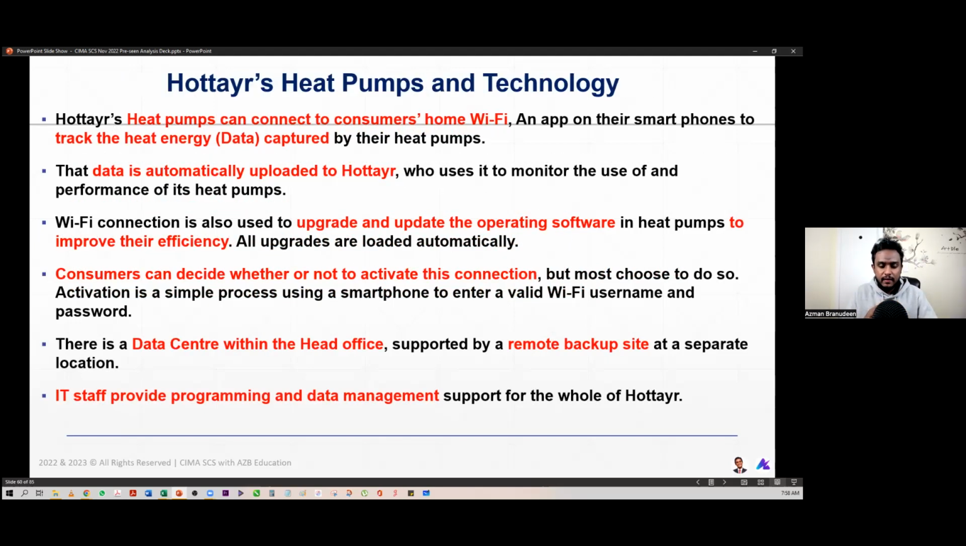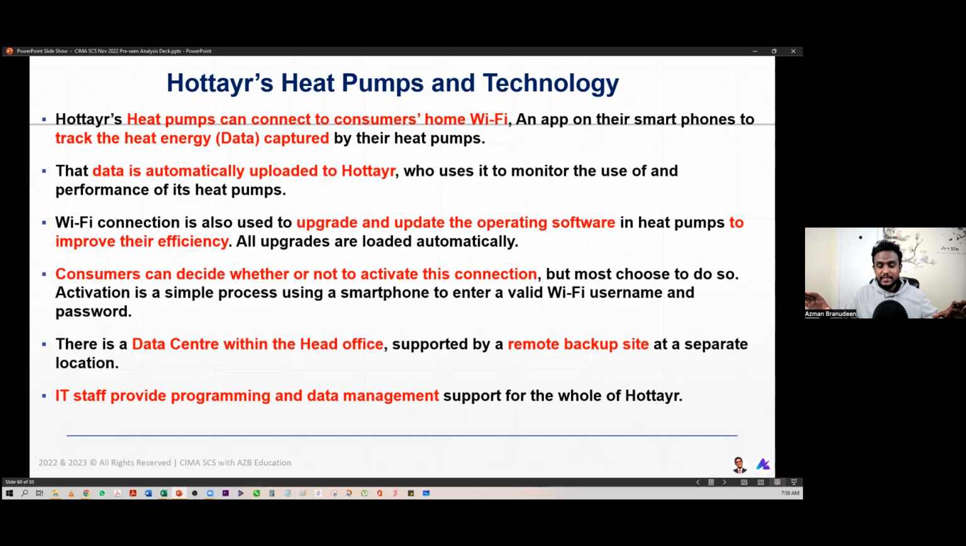Now, the other aspect is, how does technology come into play? You notice that the CFO, the chief finance officer, is nominally in charge of IT. Now, how does IT play a role in our company? Our heat pumps can connect to consumers' home Wi-Fi, right? A great point of cyber risk. Because basically our heat pumps are connected with probably our servers, the central servers of Hottayr. So there's a connection there.